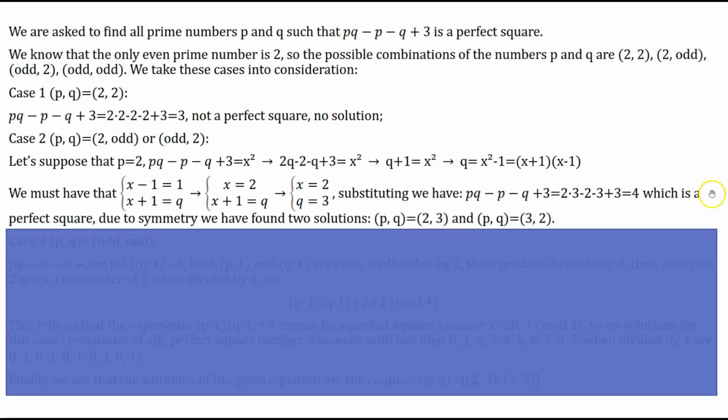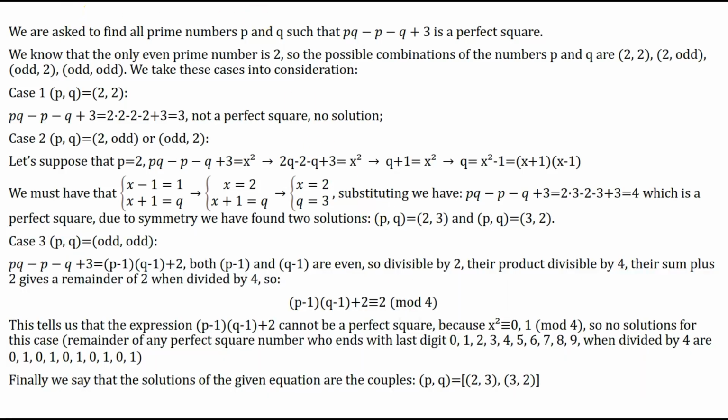So we say that in the case where p is equal to 2, q is equal to 3 is a solution, and due to symmetry the couple 3 and 2 is also a solution. So for the moment we have found two solutions. We will now consider the final case where both p and q are odd prime numbers.